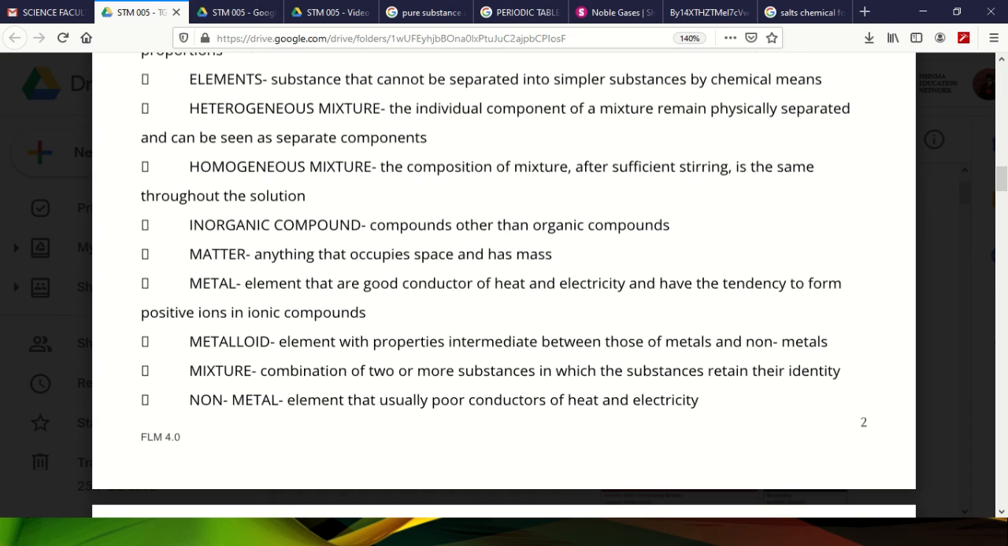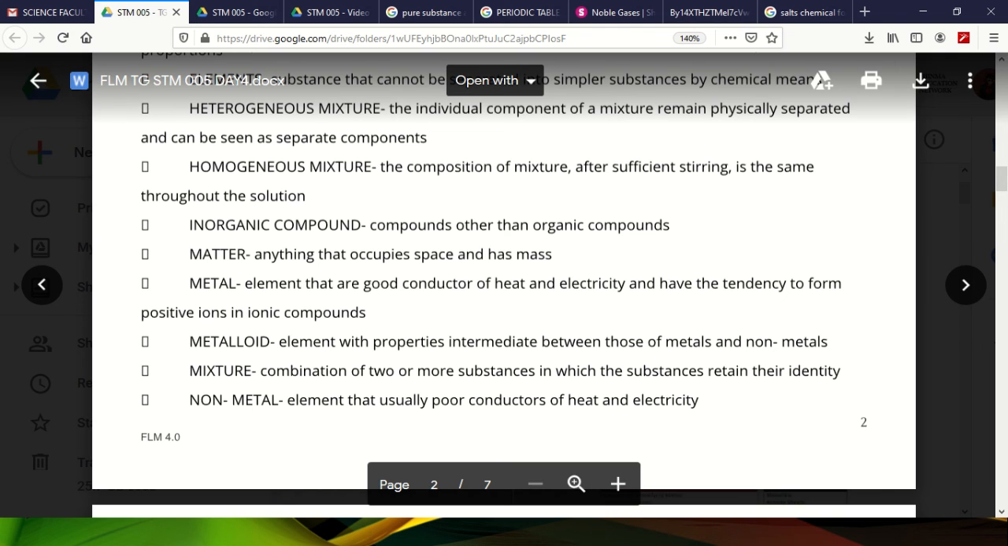Whereas inorganic compounds are compounds that do not include carbon and hydrogen atoms. For inorganic compound, we have your NaCl or sodium chloride. We have carbon dioxide or CO2. That concludes our discussion for your pure substances.